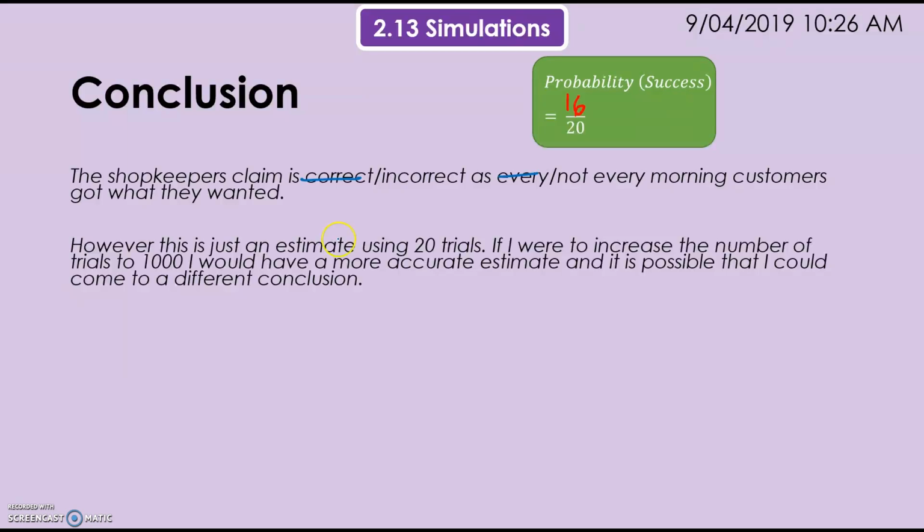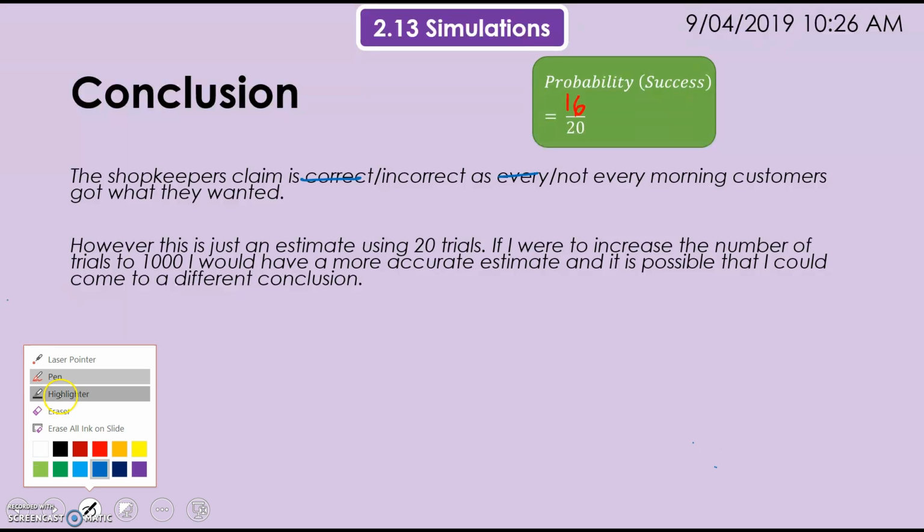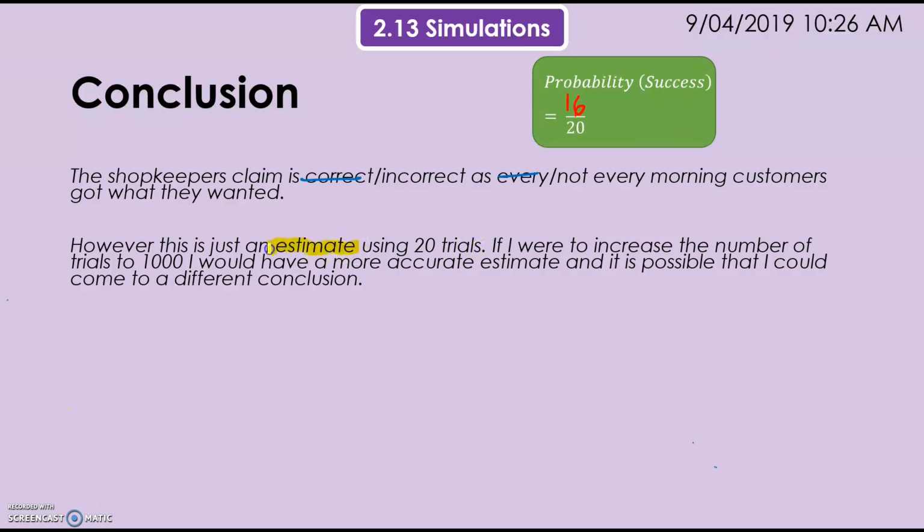The key things you need to do is talk about that. Talk about that it's an estimate, okay, and that if we increase the number of trials, we could come to a different conclusion or a more accurate answer, something that's close to the theoretical probability.